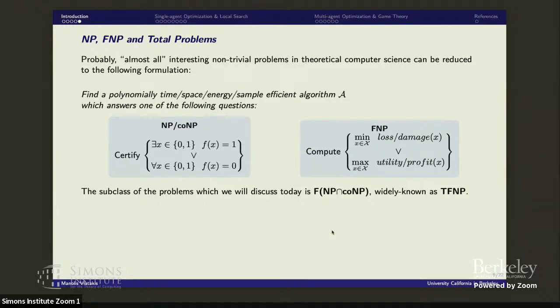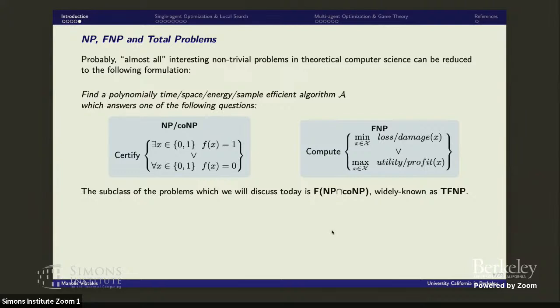So anything that I will discuss today, more or less, will be in the most important classes that we have: the class NP, where we're asking if there is a solution to our problem, and if we can check that in polynomial time, and FNP, which is a class where we're trying to find the actual solution.